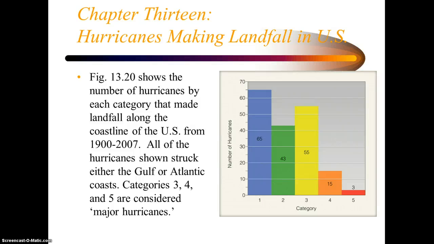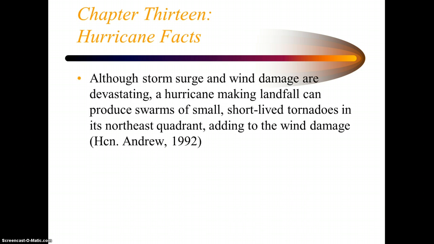This figure from your book shows the number of hurricanes by each category that have made landfall along the United States coastline, to our knowledge, from 1900 to 2007. All the hurricanes shown struck either the Gulf or Atlantic coasts. Categories 3, 4, and 5, remember, are considered major hurricanes. So it's interesting that there are more Category 3 than there are Category 2 storms. I find that particularly interesting on this graphic.